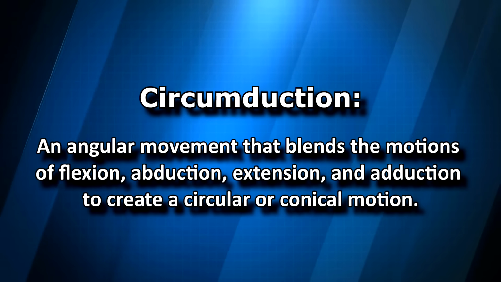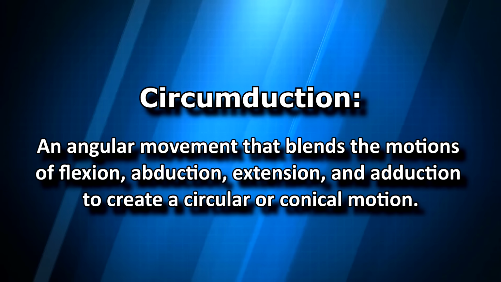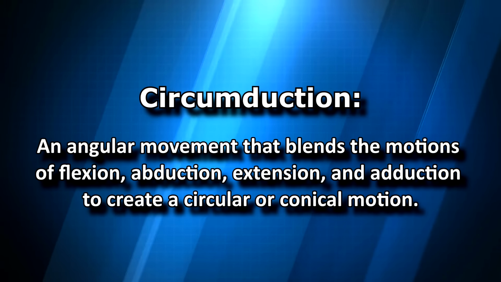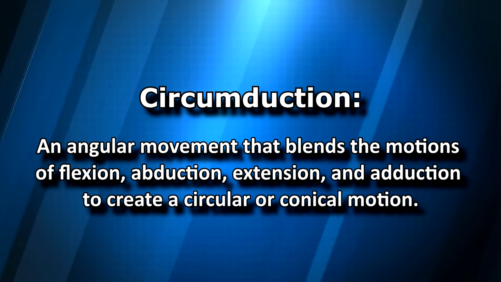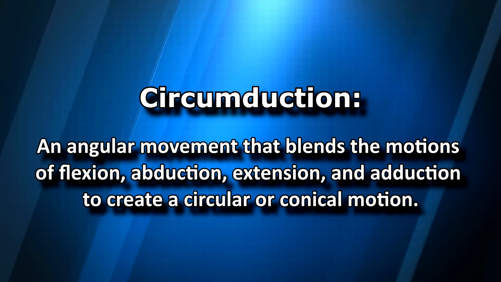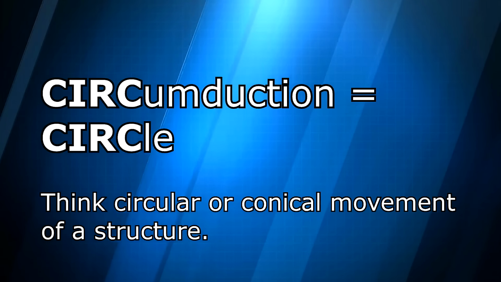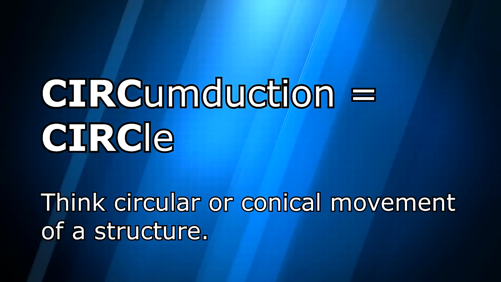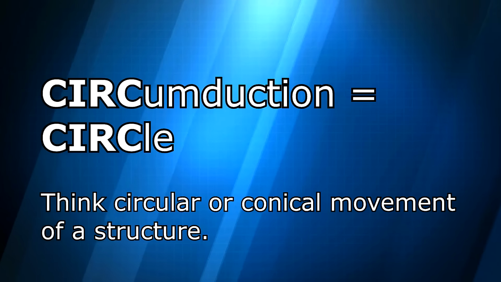And finally, I'll demonstrate circumduction, which is an angular body movement term that blends the motions of flexion, abduction, extension, and adduction to create a circular or conical movement. Now, the word circumduction starts with the exact same letters as the word circle, so that will tip you off that this movement is going to create that circular or conical movement at a joint.